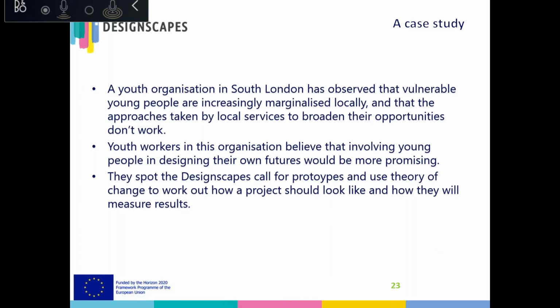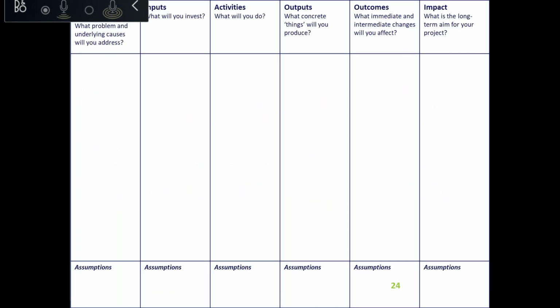So they spot the Designscapes call for prototypes and want to apply, but in order to apply, they all come together, initially by themselves, maybe involving some local stakeholders, using theory of change as a tool to map out what this project needs to look like in order to make the change that they're looking to achieve. So they have at their disposal a theory of change template, which looks a bit like this. And they use simple technology like Post-its to map out the change journey. So where do they start?